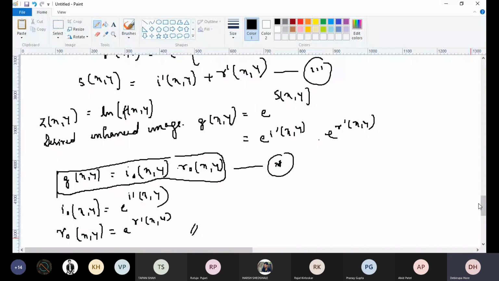This kind of filter, which uses the factors of illumination and reflectance, is called a homomorphic filter. Now I have given you all the information about the different types of filters in the frequency domain. The next thing we will do is the practical part.